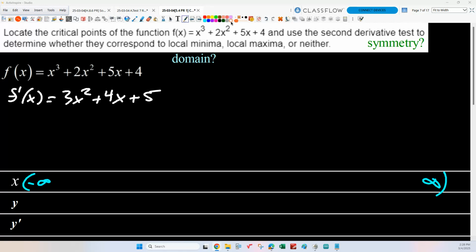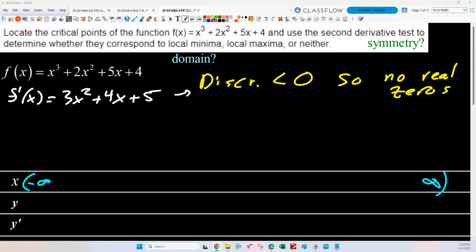Well, what is the discriminant, positive or negative? B squared minus 4ac. 4 squared minus 4 times 15. Positive or negative? Negative for sure, right? So because the discriminant is less than 0, there are no real zeros. I get no first derivative critical numbers.